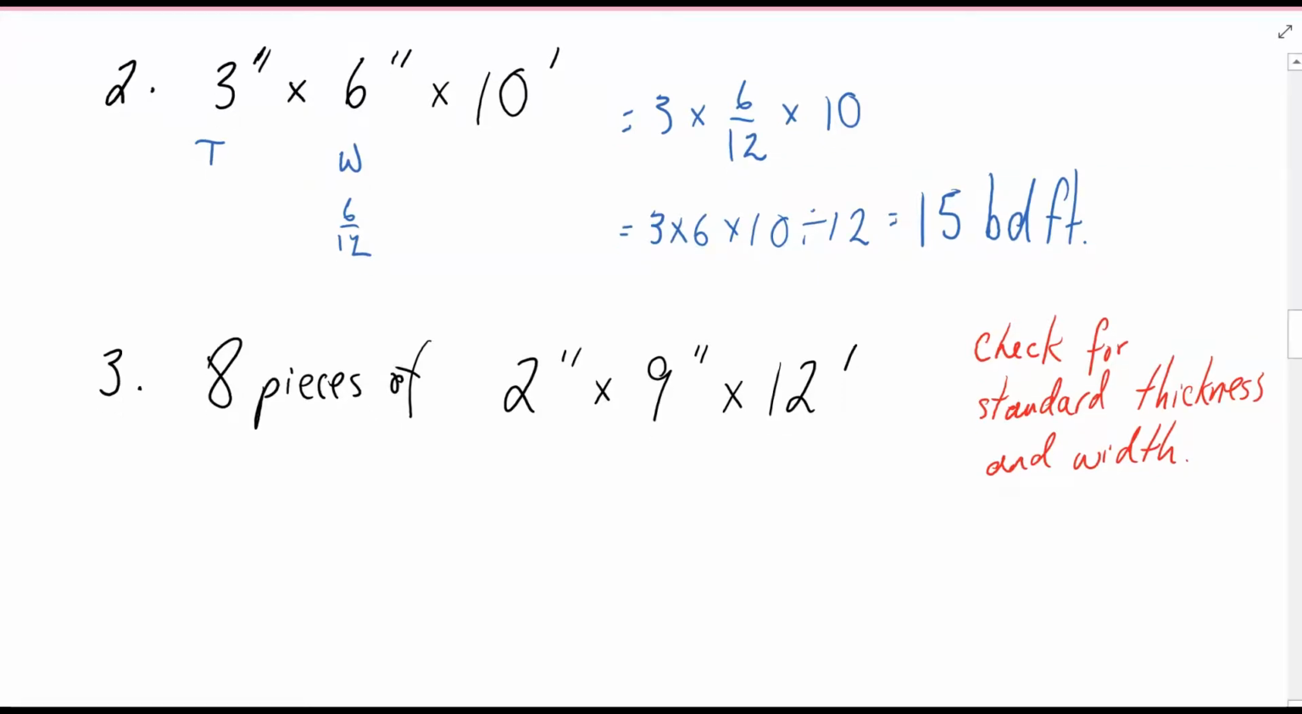So we have 8 pieces of 2 inch thick. That's a standard thickness. 9 inch wide, not standard. So we will have to put it up to 10 inch and put it over 12, 10/12 of a foot, and 12 feet long. So this will be 8 times, because we have 8 pieces of this. And now our thickness, 2 times our width, 10/12 times 12.